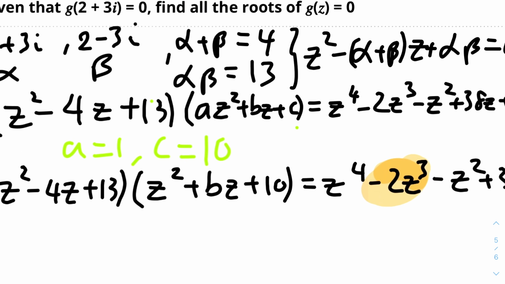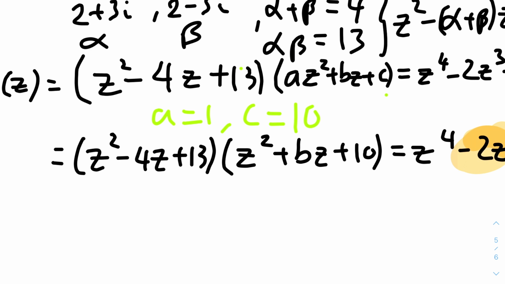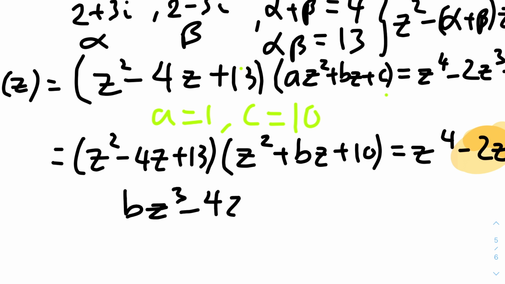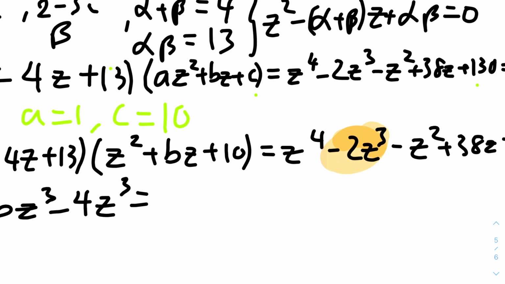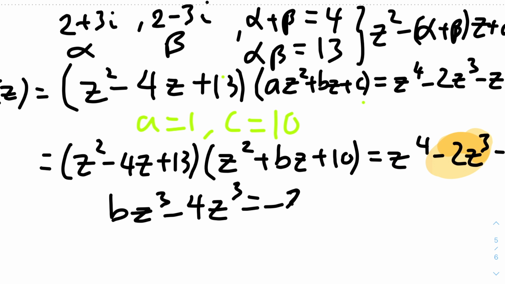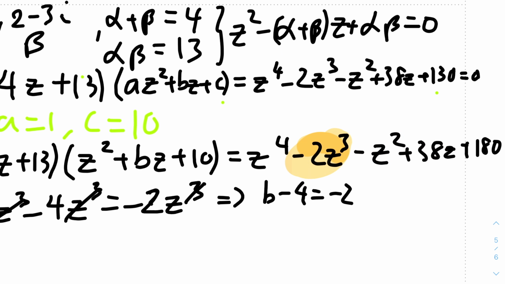So to get z cubed, we can do z squared times bz, which is bz cubed. And the second one will be minus 4z times z squared, which is minus 4z cubed. And that will equal the z cubed coefficient on the right, which is minus 2z cubed. Therefore, we can cancel to get b minus 4 equals minus 2. And therefore, b equals 2.